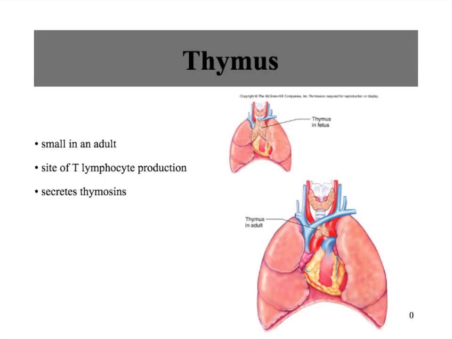Here we see the thymus gland. Thymus gland sits superior to the heart. It's bilobed. It's parasagittal to the trachea. It says it's typically small in an adult. Site of T lymphocyte production. This is where those T lymphocytes mature. It says they secrete thymosins, which are hormones that really guide T cell lymphocyte production.